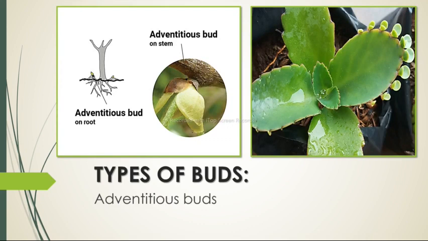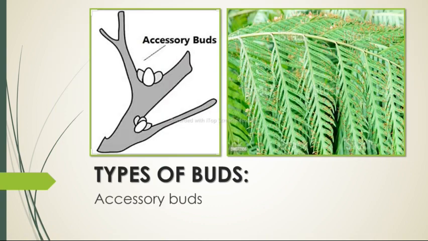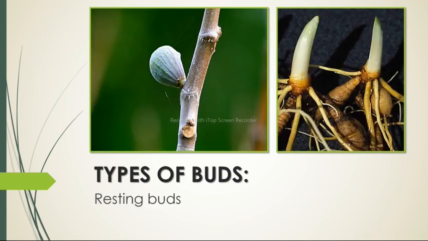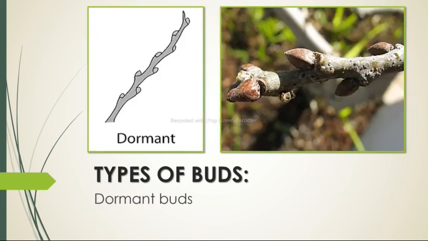Types of the buds also include the adventitious buds. So these are adventitious buds on stem, and these are adventitious buds on root, as shown in the figure. Types of the buds also include the accessory buds. So these are accessory buds, as shown in the figure. The next type of the bud is the resting buds. You can see in this figure very clearly, these are resting buds. Types of the buds also include the dormant buds. So these are dormant buds, as shown in the figure.